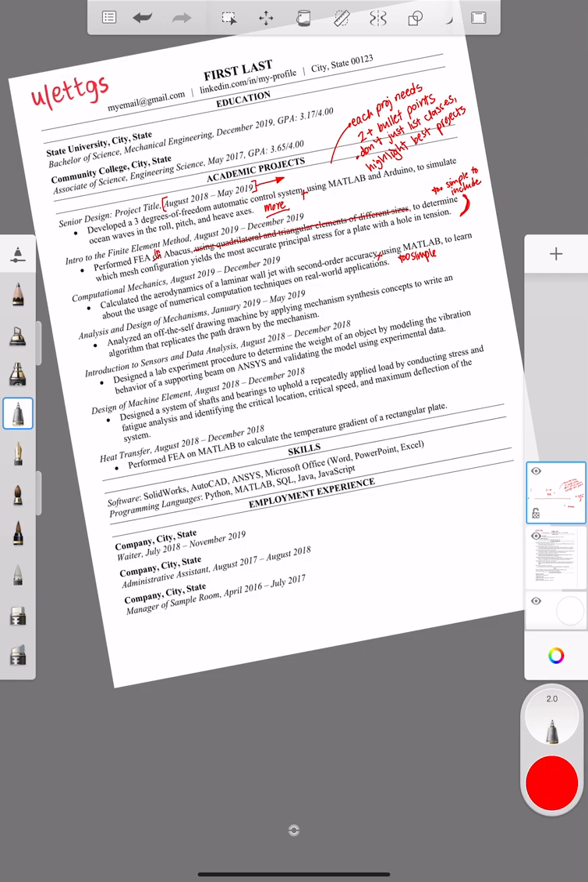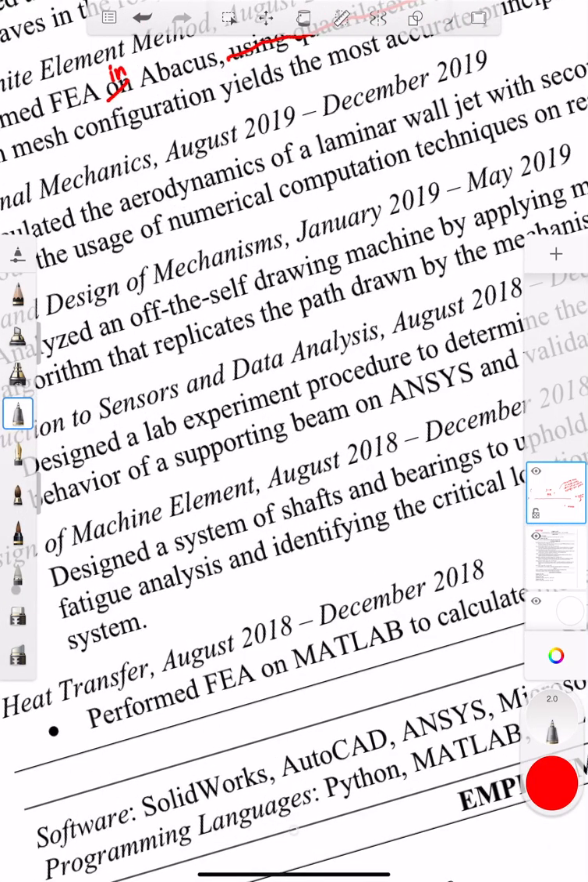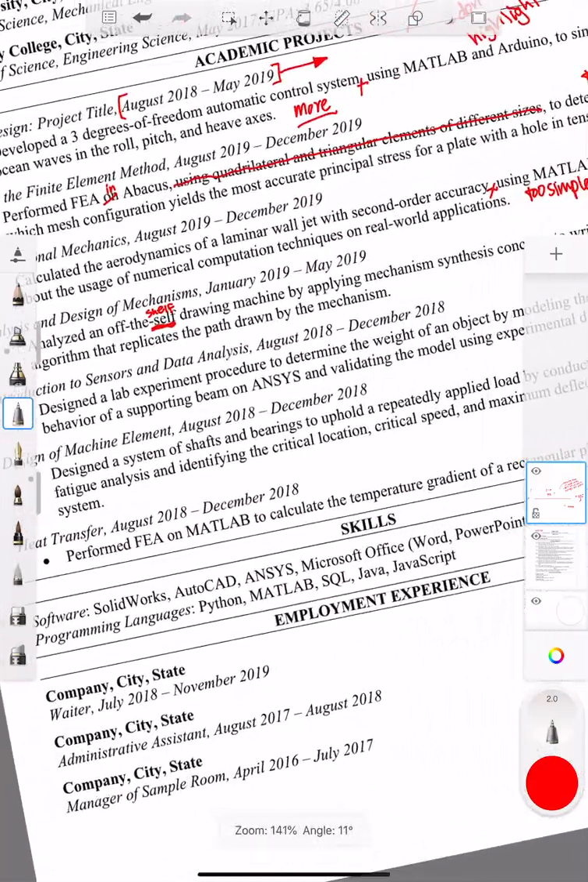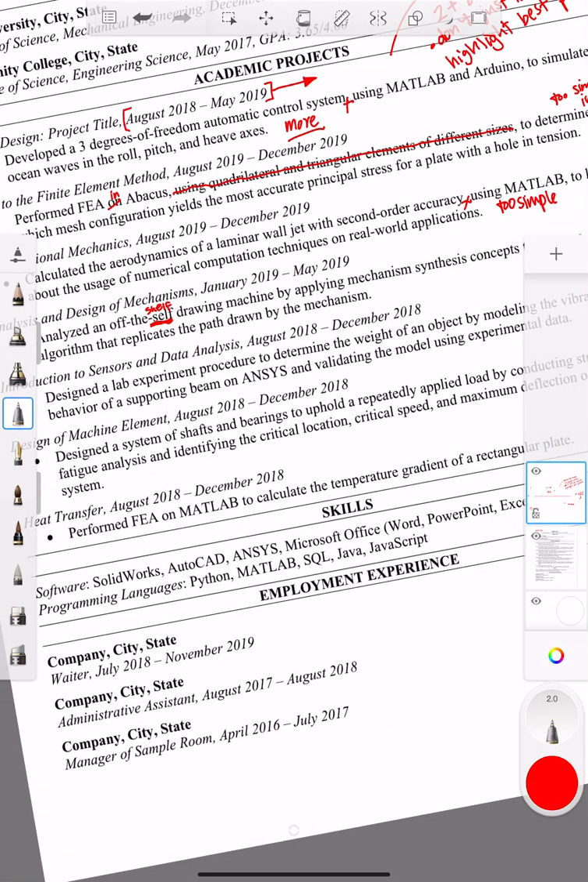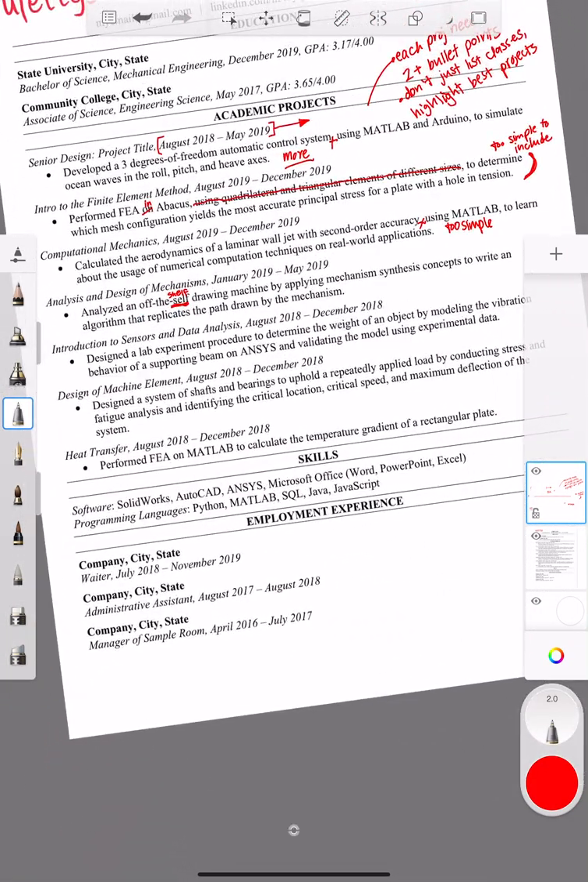Analysis and design of mechanisms. Analyze an off-the-shelf... whoops. Shelf. Drawing machine. By applying mechanism synthesis concepts.